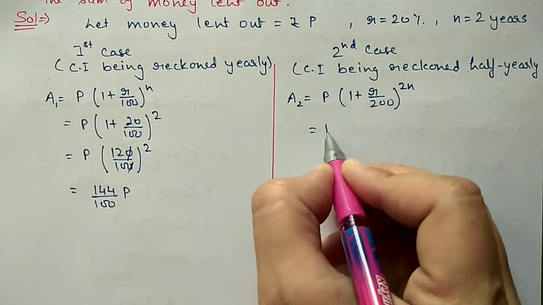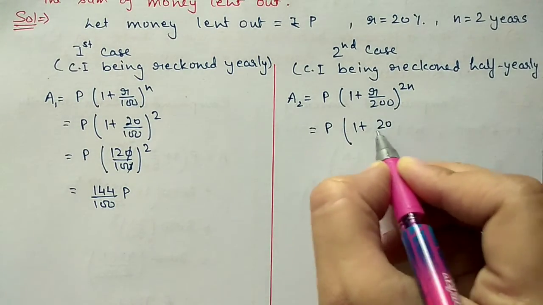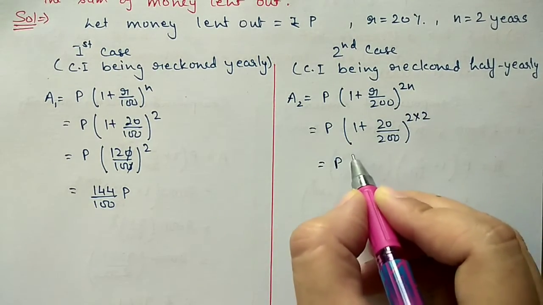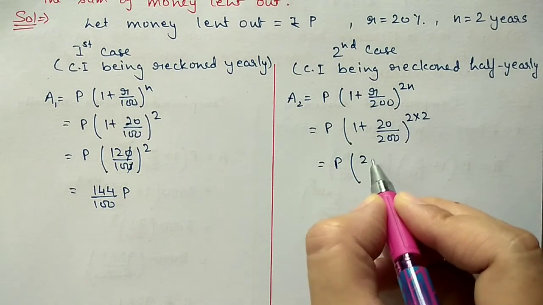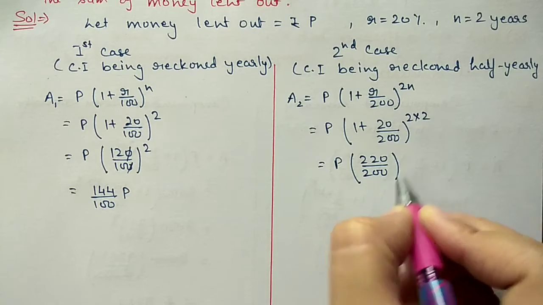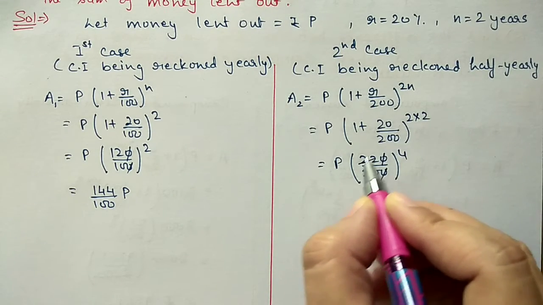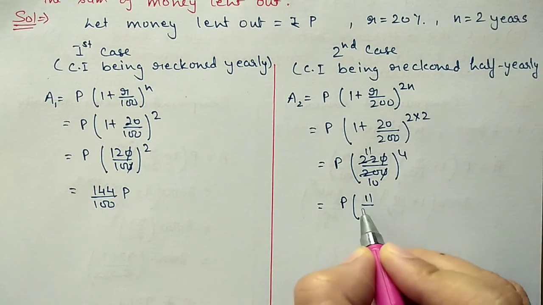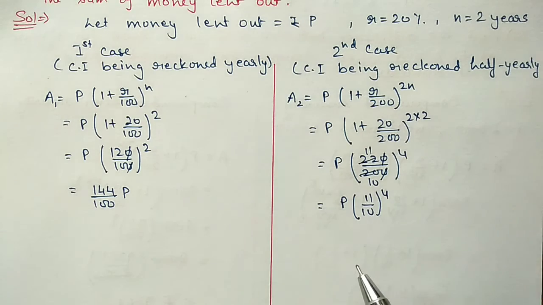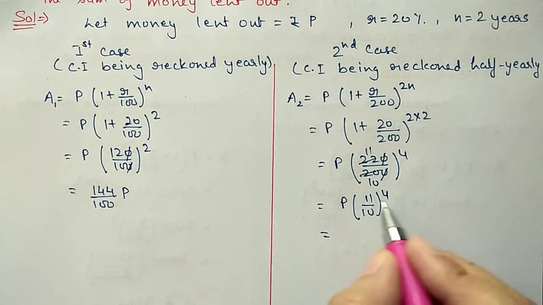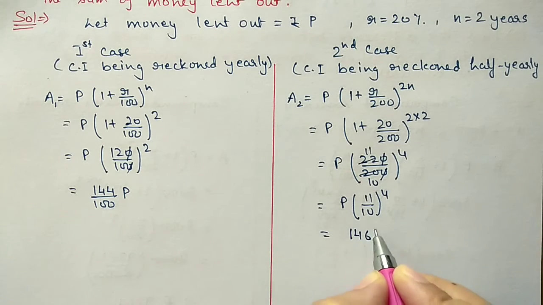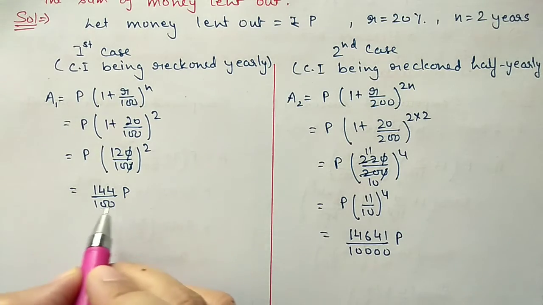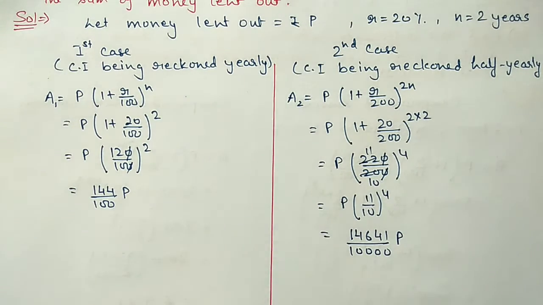Second case, P (1 plus 20 by 200) to the power 2 into 2. So P, after this we will get 220 by 200 to the power 4. We can cancel out the zero, and with 2 also we can cancel out. So P (11 by 10) to the power 4 we will get. This we can multiply, and after multiplication 4 times we will get 14641 by 10,000 P.